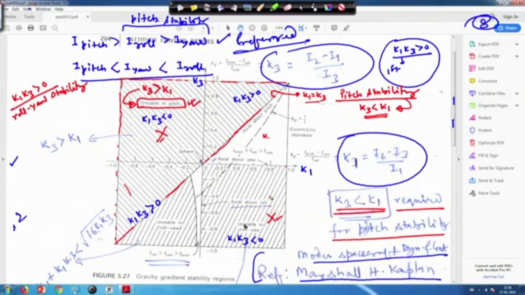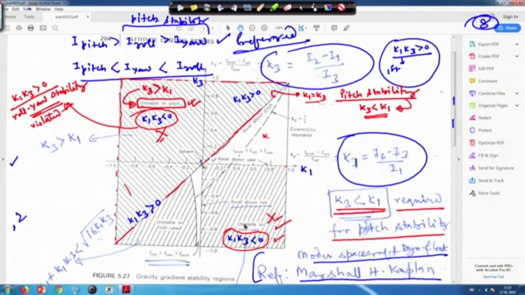And already we have seen that in this region also Roll-Yaw instability is there, because K1 K3 is not greater than 0, it is basically less than 0, and therefore this condition is violated. In this region already Roll-Yaw instability is there because this condition is not getting satisfied, that K1, K3 multiplied together should be greater than 0. So, this is also violated, and therefore here also this is unstable.